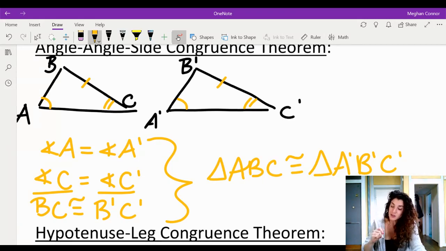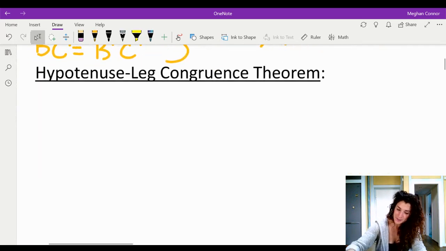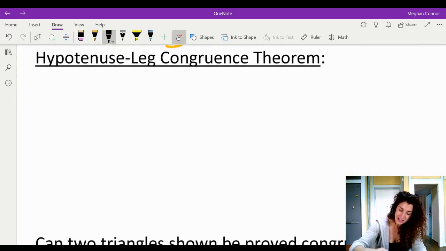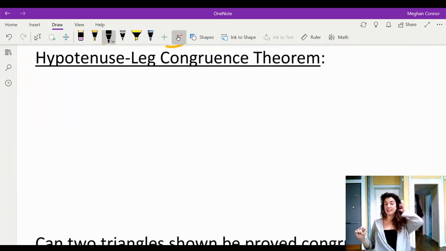So we have those two triangles are congruent, and the reason is because of angle, angle, side. Last reason to prove that triangles are congruent. So our last reason is HL, which stands for hypotenuse, leg.